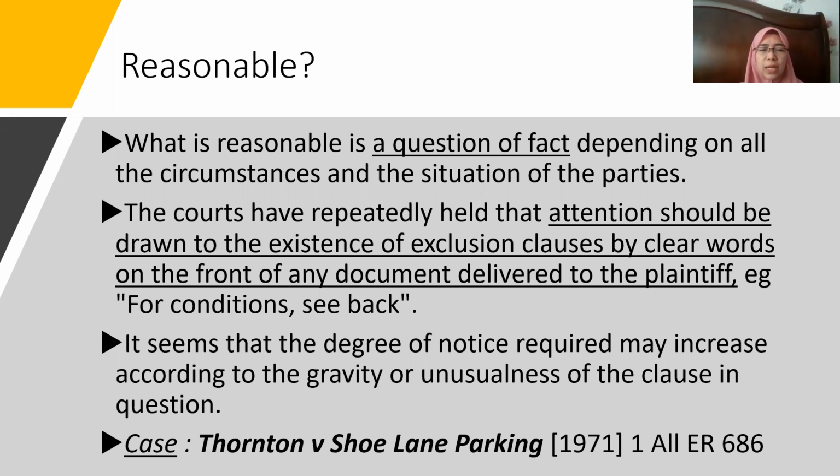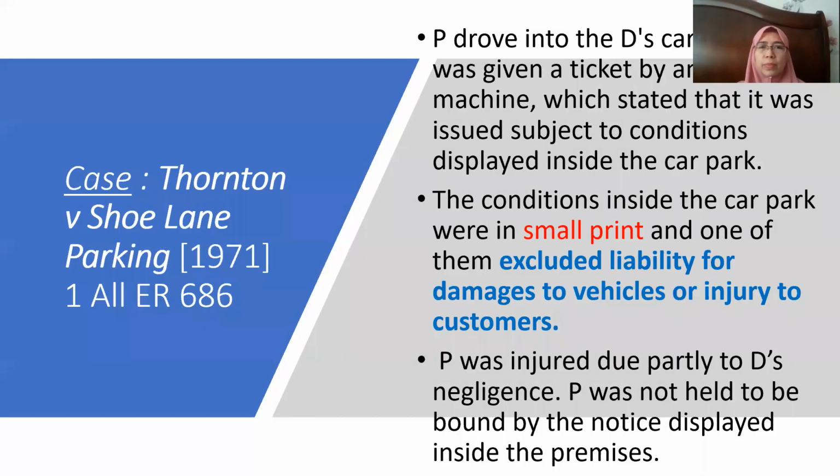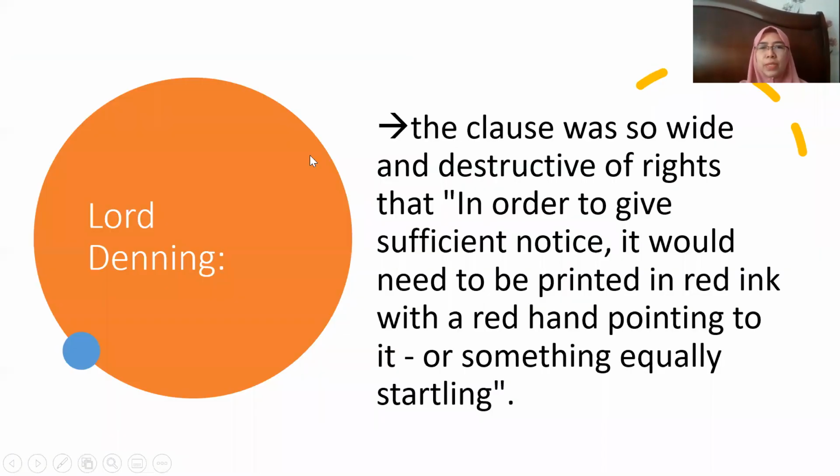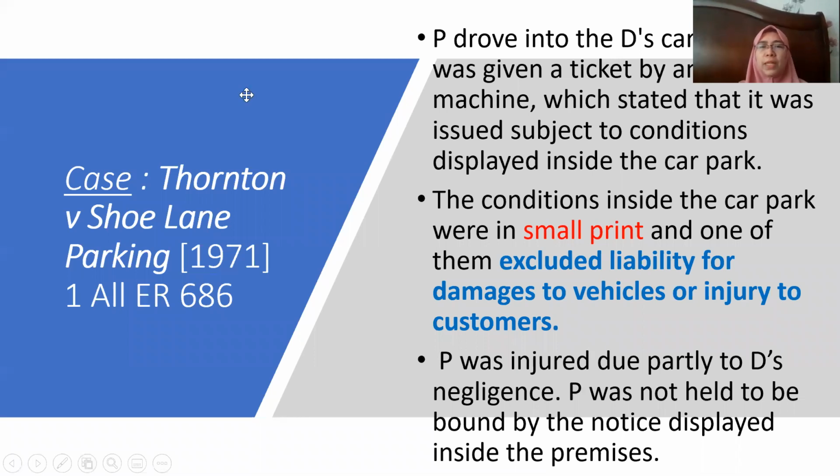For example, in the case of Thornton v Shoe Lane Parking, 1971, what happened was that the plaintiff drove into the defendant's car park and was given a ticket by an automatic machine. This is something which is common. On the ticket, it stated that it was issued subject to conditions displayed inside the car park. The conditions inside the car park were in small print, hard to read, and one of them excluded liability for damage to vehicles or injury to customers.